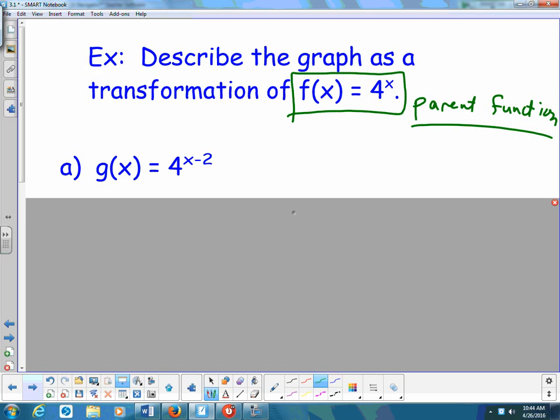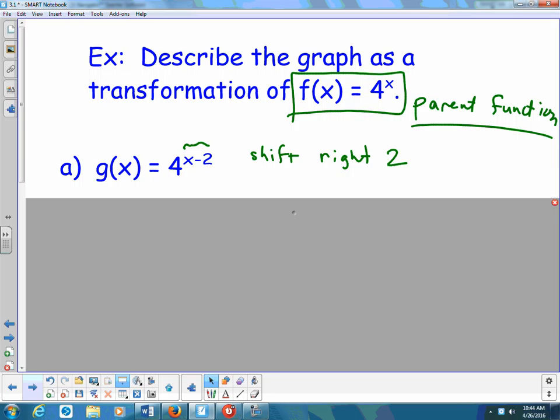Okay, so what about 4 to the x minus 2? How would that graph have changed from the original? Well, let's take a look at this. We know that we have an x minus 2. We're subtracting 2 from the x. Is that a shift, a stretch, a reflect? Well, this is going to be a shift. Is it going to be a shift up, down, right, or left? Well, if it's x minus 2, it's going to be a shift to the right 2 units.